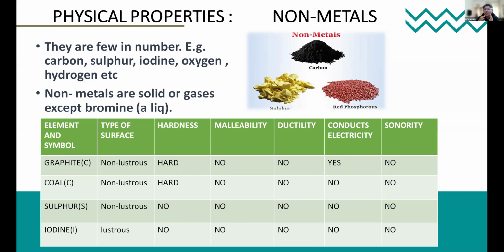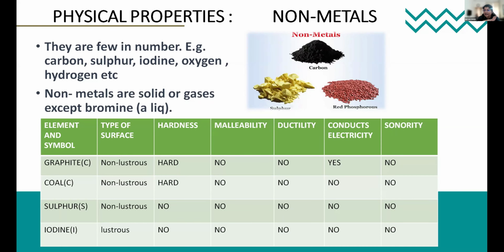Whatever properties we have studied for metals, it is vice versa for non-metals. If metals are lustrous, non-metals are non-lustrous. If metals are good conductors of heat and electricity, non-metals are bad conductors of heat and electricity. Metals are sonorous, non-metals are non-sonorous. Metals are malleable and ductile.